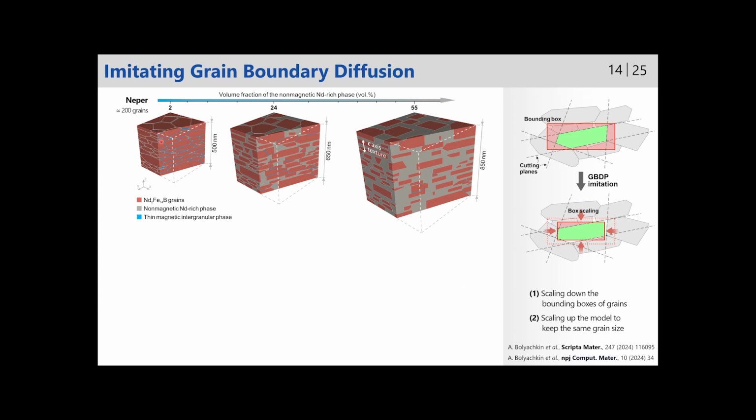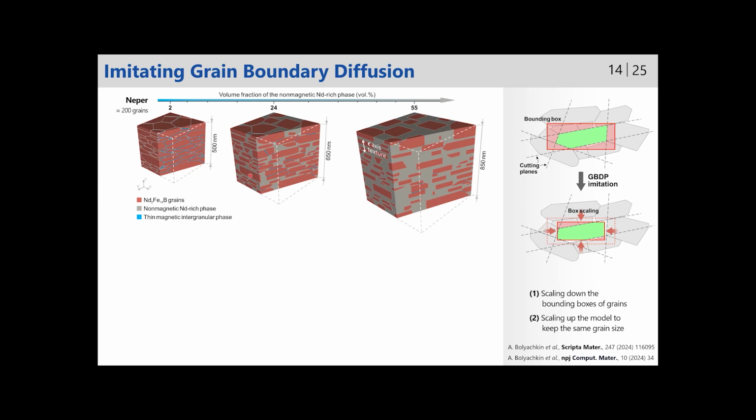So considering the approach we used to construct the model, we can imitate some transformations such as grain boundary diffusion. Grain boundary diffusion is when we cover a magnet with some non-magnetic alloys with a low melting point, and then during annealing, this low melting point phase can infiltrate into the intergranular phase and isolate grains from each other magnetically. And that's what you see in this series of models.